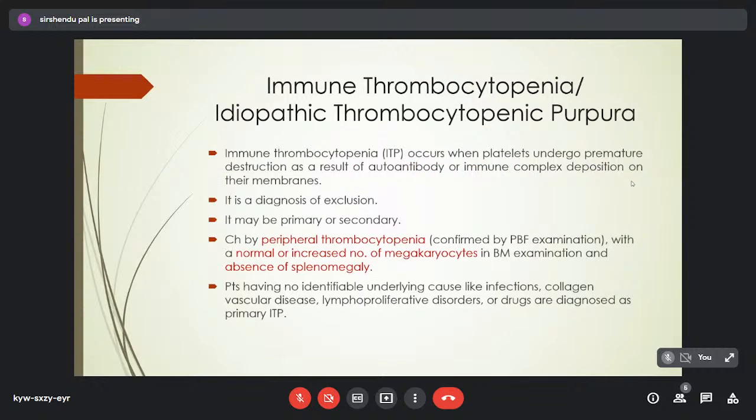Now coming to an important topic, that is immune thrombocytopenia, which was previously referred to as idiopathic thrombocytopenic purpura. Immune thrombocytopenia occurs when platelets undergo premature destruction as a result of autoantibody or immune complex deposition on their membranes. We must remember that it is a diagnosis of exclusion. It may be primary or secondary, and it is characterized by peripheral thrombocytopenia with a normal or increased number of megakaryocytes and absence of splenomegaly. Patients have no identifiable underlying cause like infections, collagen vascular disease, drugs, etc.